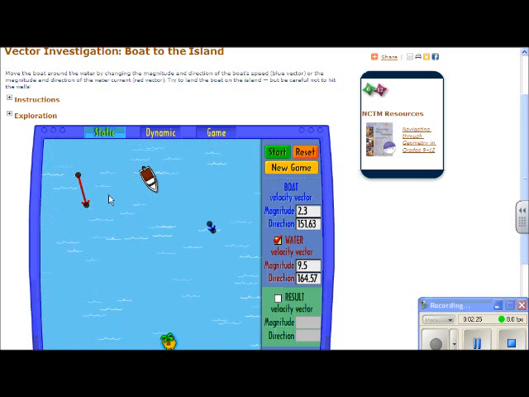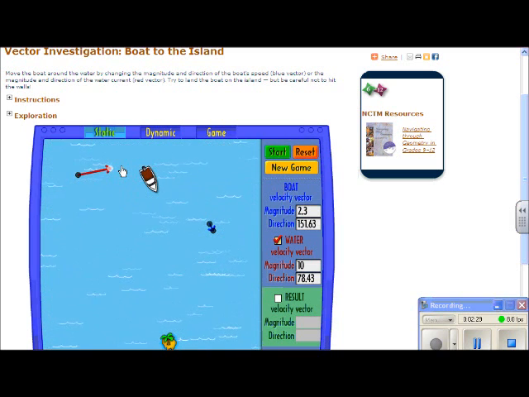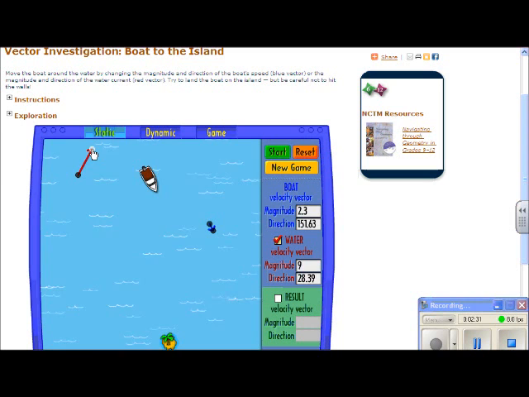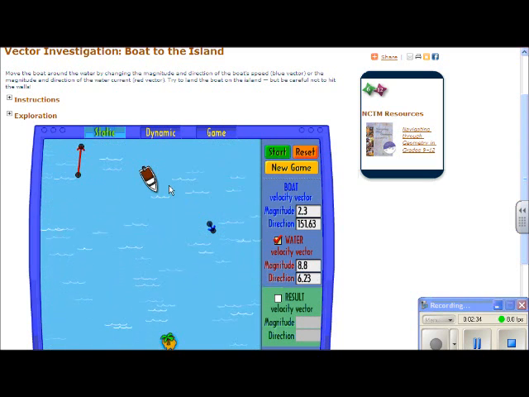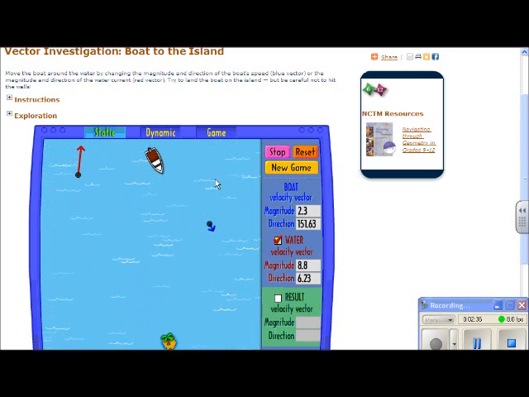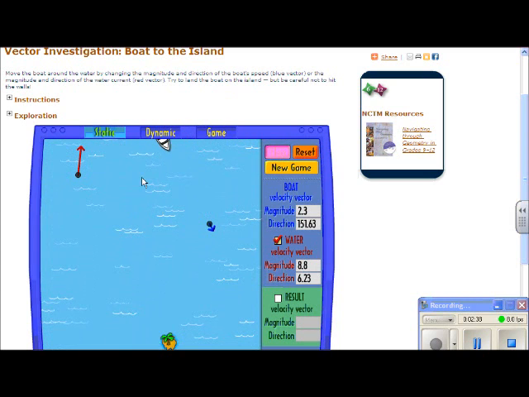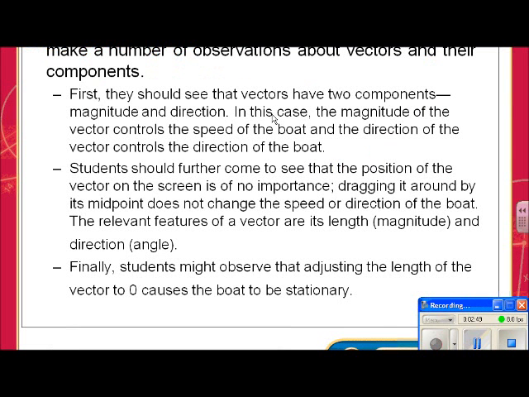The red vector is controlling the current of the water. When I move the red vector, you can see the water change direction. If I make the water go against the boat, that pushes the boat back because the water's going faster than the boat. The water was going with a magnitude of 8.8, and the boat was only going 2.3, so that's why the boat got pushed backwards. In this case, the magnitude of the vector controls the speed of the boat, and the direction of the vector is controlling the direction of the boat.